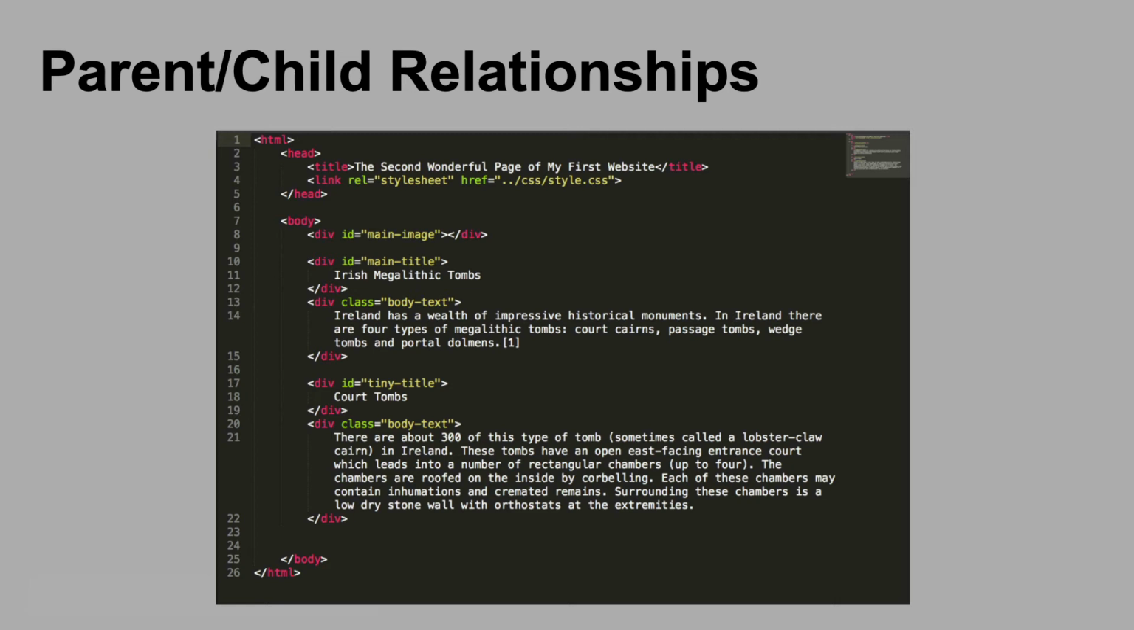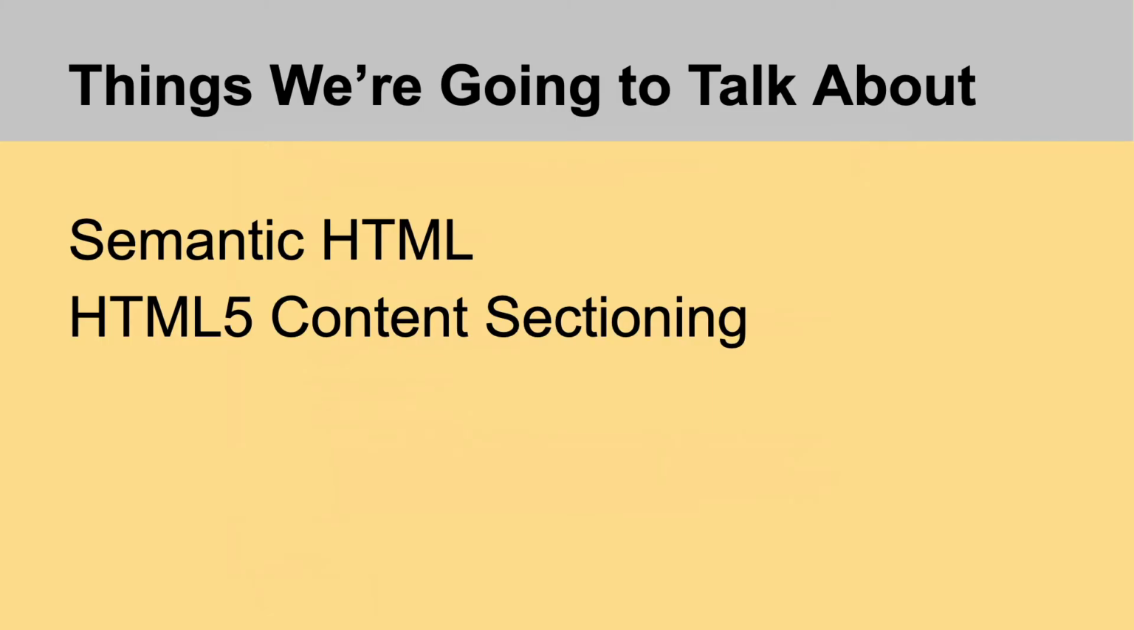So all of those divs are siblings of each other. They're all self-contained. They're not inside any other divs. They have text inside of them, but that's it. So they are siblings of each other, and they are children of the body. So hopefully that relationship seems clear.